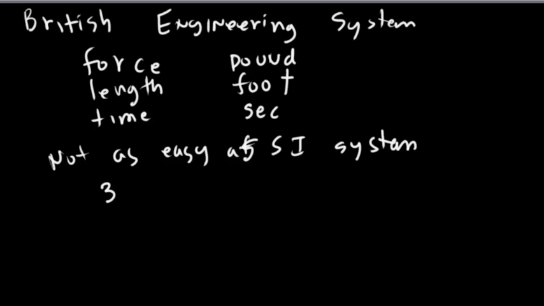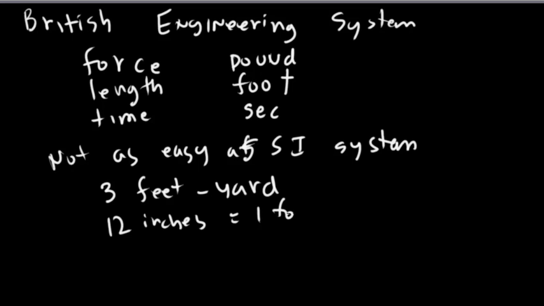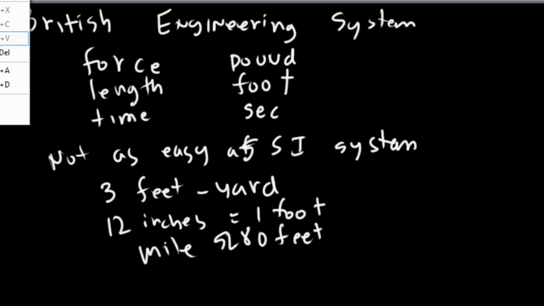Like for instance, it takes 3 feet to make a yard, and then it takes 12 inches equals 1 foot, and then a mile is 5,280 feet. So there's no factors of 10 here, so try to stick with the SI system. It's so much easier. Now let's get into some units conversion.